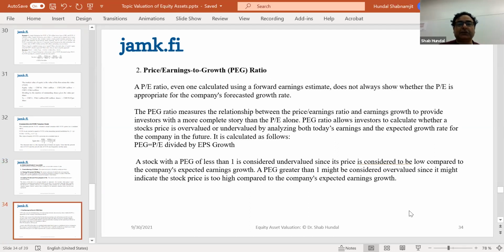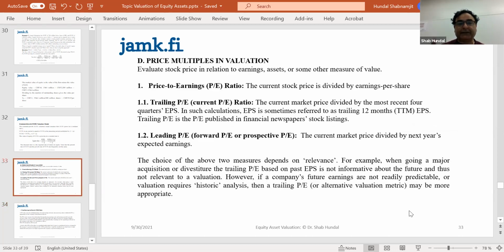And then some people also find that the price to earning ratio is not enough. We should look at actually PEG, the price to earning growth ratio, how much the price to earning is growing. But I forgot to tell you one thing.